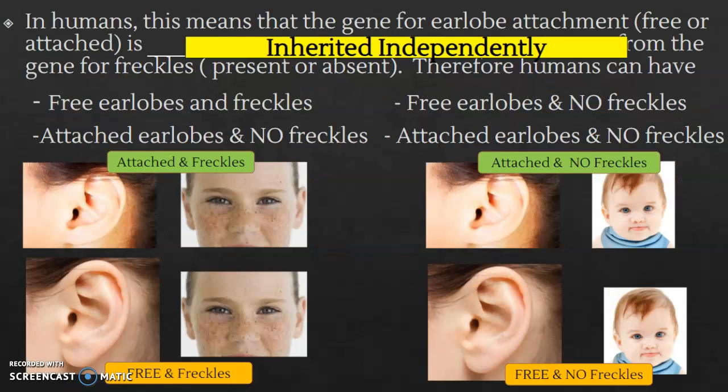In humans, this means that the gene for earlobe attachment, which could be free or attached, is inherited independently from the gene for freckles. Either you have freckles, that means they're present, or you do not, which means they're absent. Therefore, humans can have free earlobes and have freckles, attached earlobes and no freckles, free earlobes and no freckles, or attached earlobes and freckles.